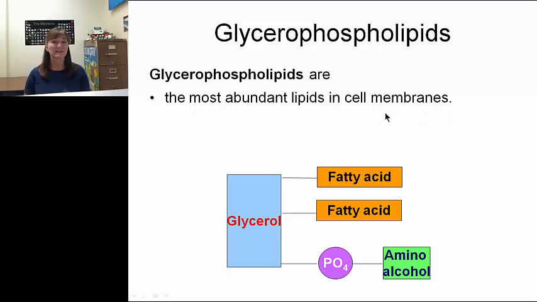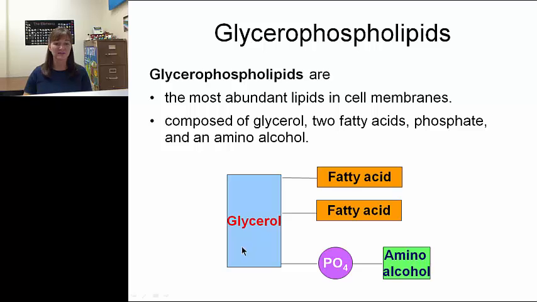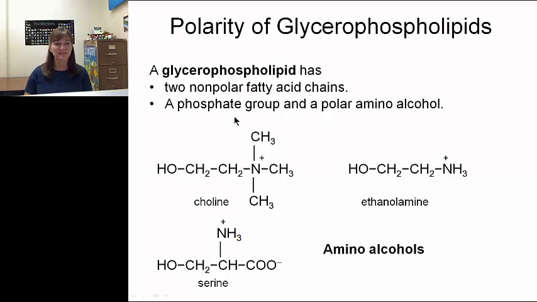I'm going to talk about some other things that make up a cell membrane, but I do want you to know glycerophospholipids are the most abundant biomolecule in the cell membrane. They're composed of glycerol, two fatty acids, a phosphate group, and then an amino alcohol. Okay, be able to identify that. Glycerophospholipids have two nonpolar fatty acid chains. So remember, those two fatty acids that are on the top are considered nonpolar. And then the phosphate group with that amino alcohol is a polar group.